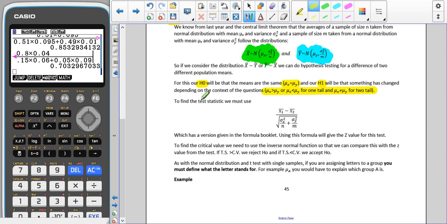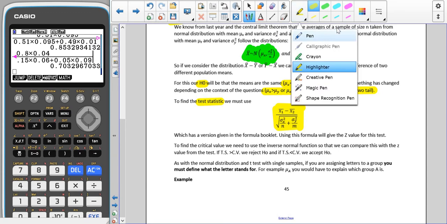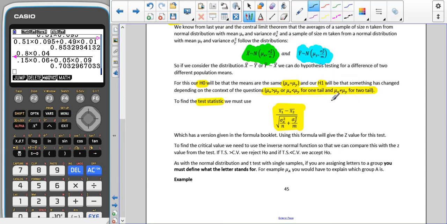So these hypothesis tests that we're going to look at, they're a little bit different for these first two. The normal one, our test statistic, we're going to get by using this formula here. Now there is a version of this in the formula booklet. This is on page 6 in the formula booklet. However, the version in the formula booklet is this one.